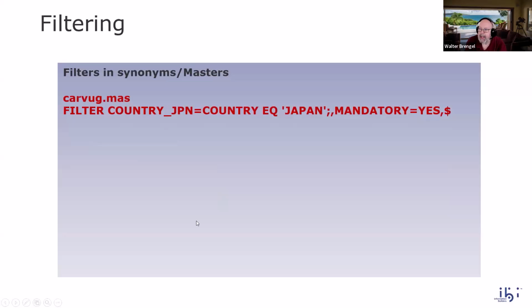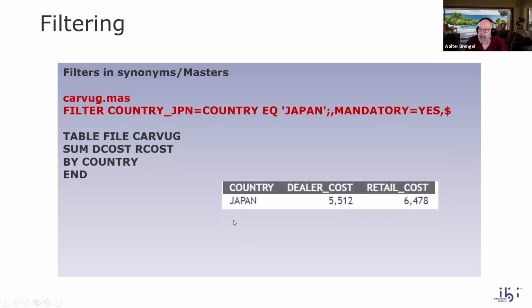So now if I add the mandatory keyword, mandatory equals yes, and run the same query that doesn't have any where conditions, now I only see Japan because the where condition was now invoked because it was mandatory.